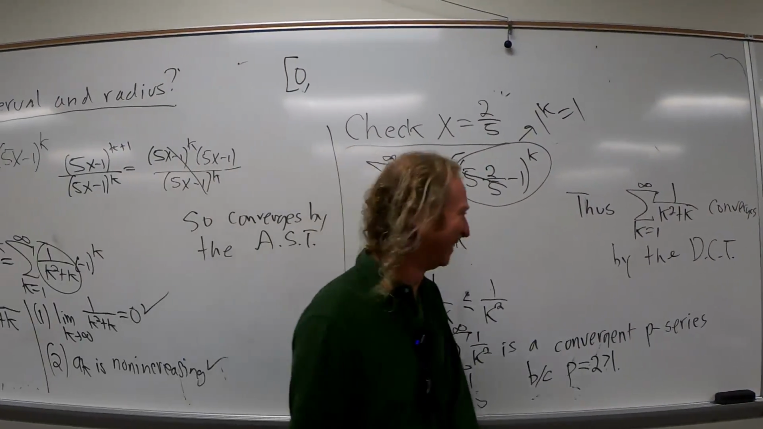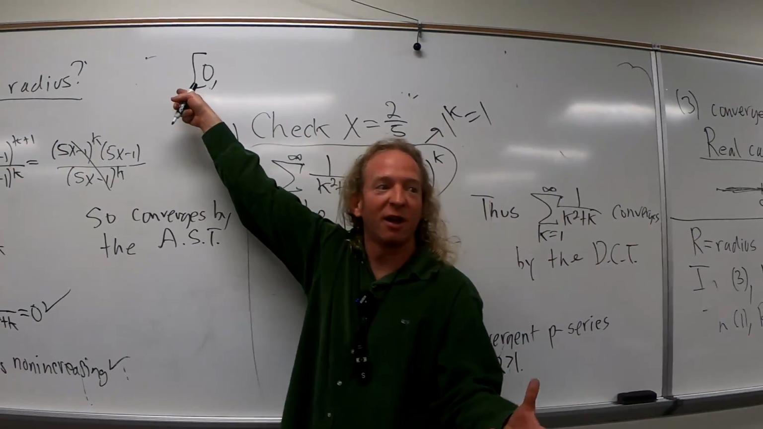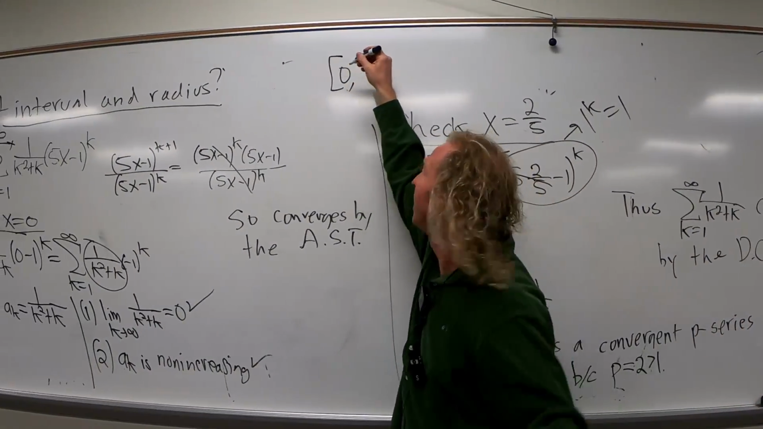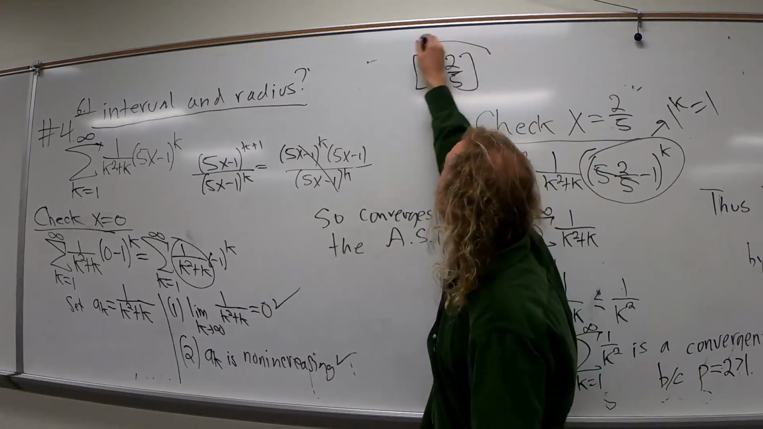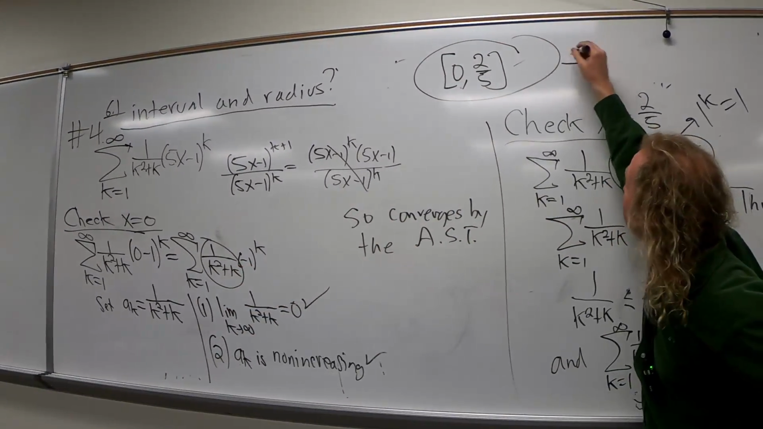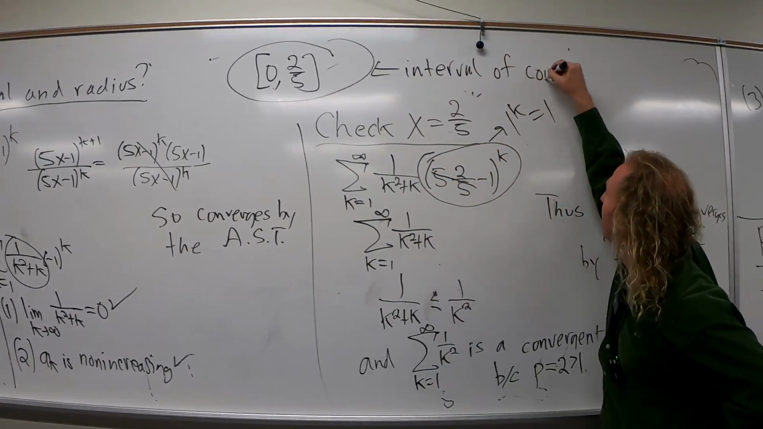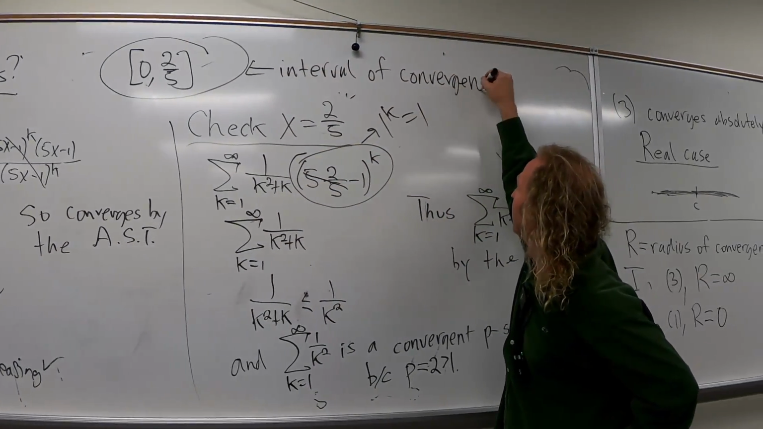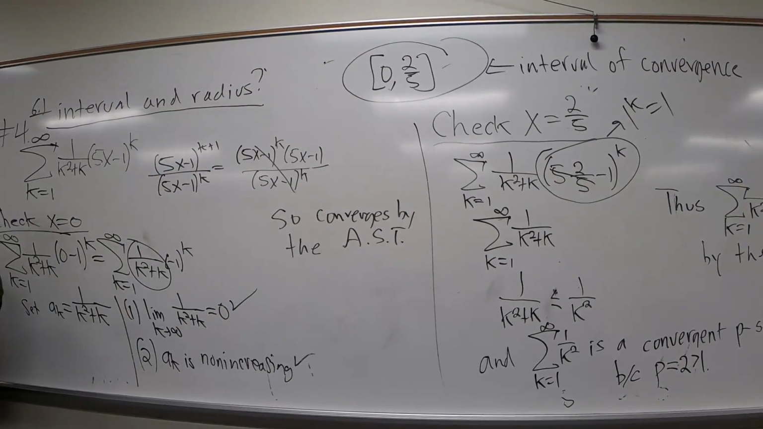Any question? Does that mean we use a bracket or a parenthesis at 2/5? Bracket. What if it had diverged? What would we use? Parentheses. So this is the interval of convergence. Almost done with this problem. We're almost there.